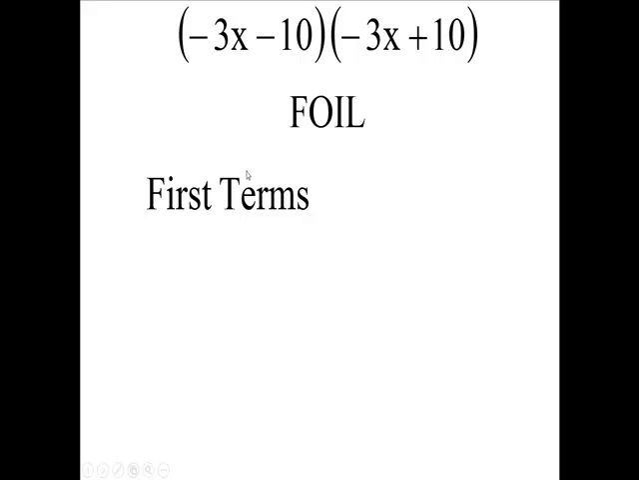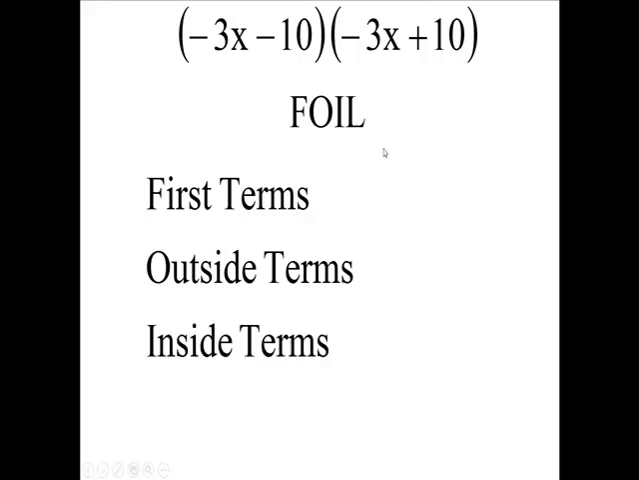my first terms, F is the first, O for the outsides, I is not the outside, but it's the inside, and L would not be the first, it would be the last. So there's your F, O, I, and L.